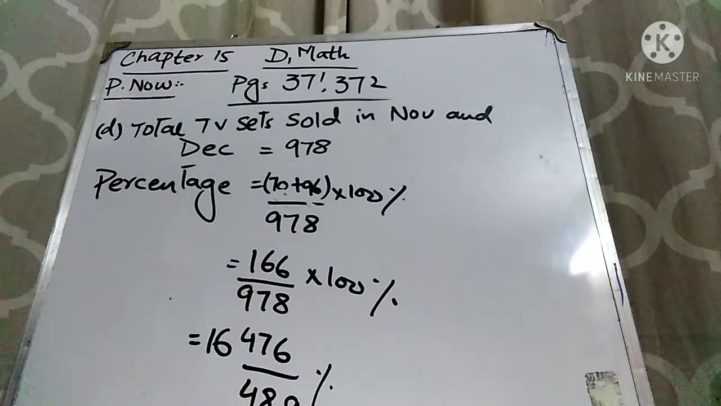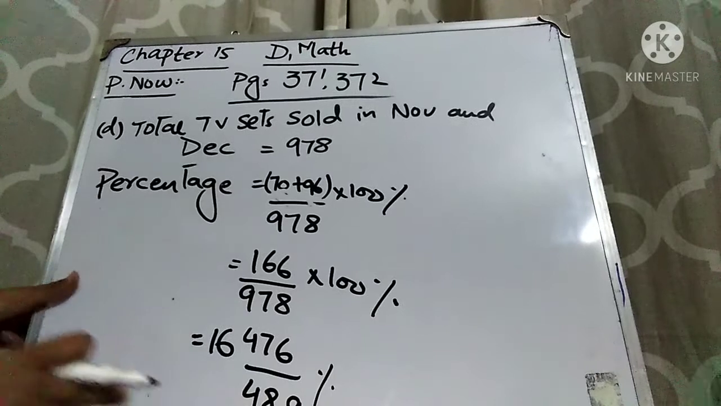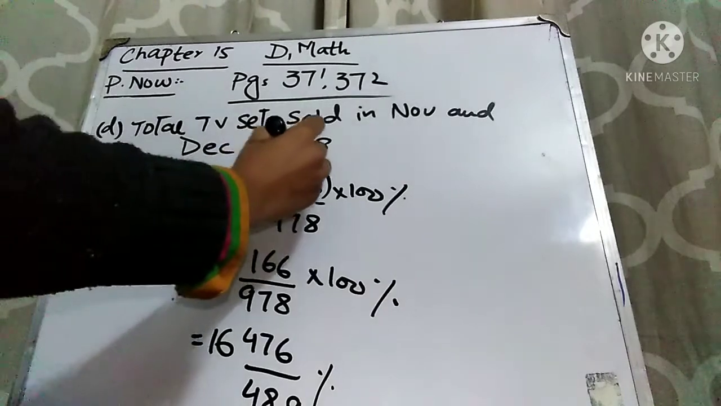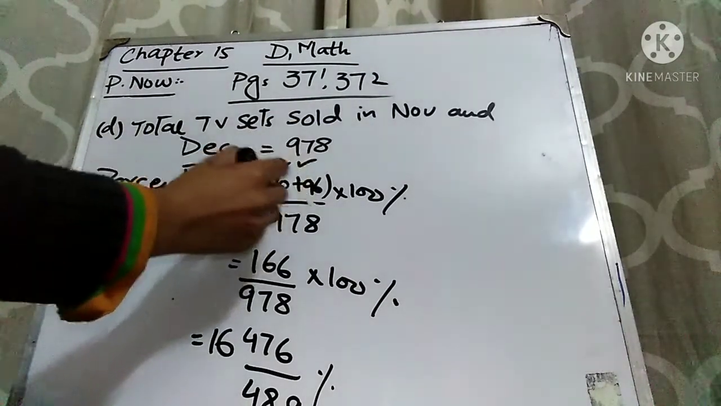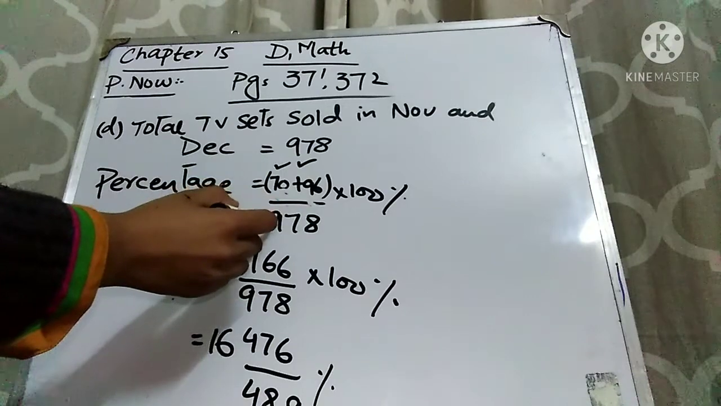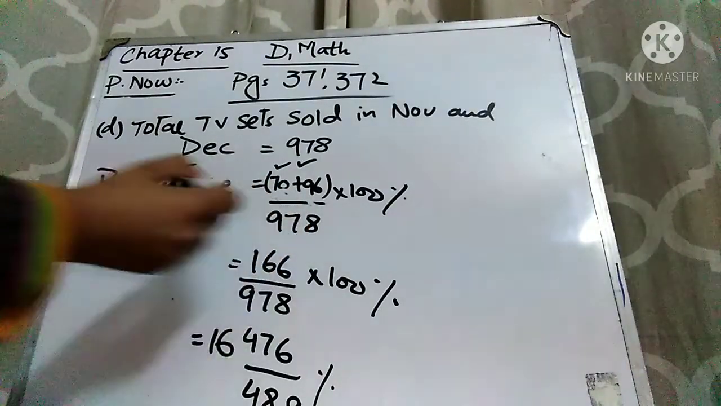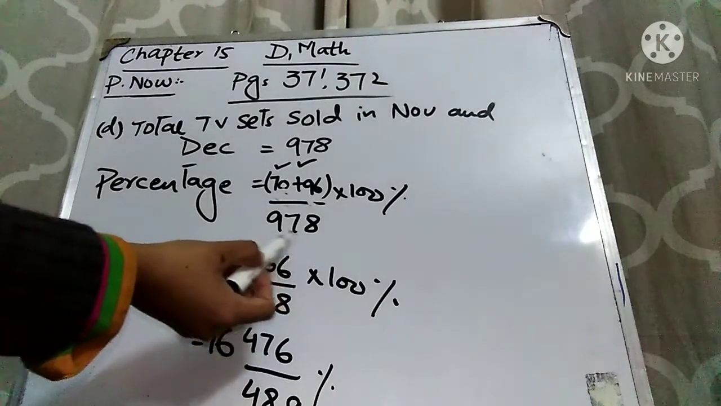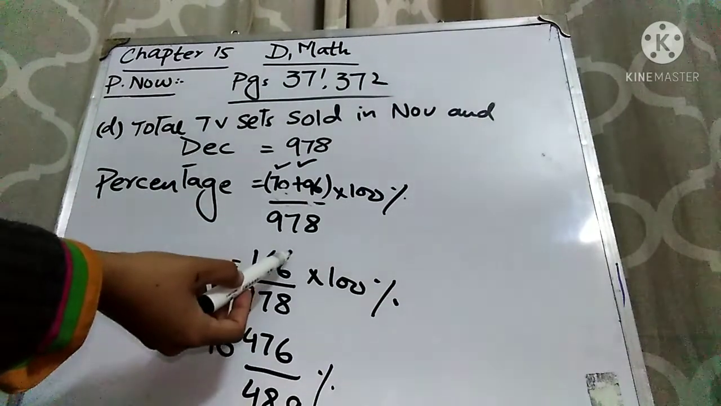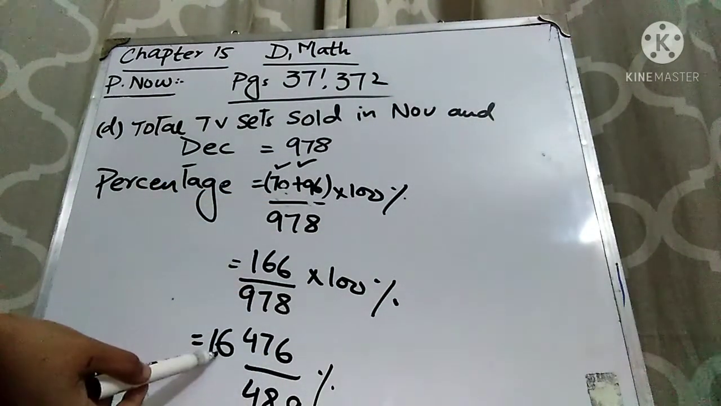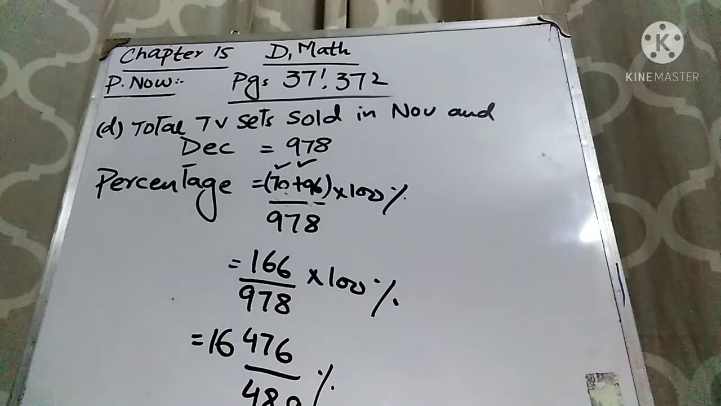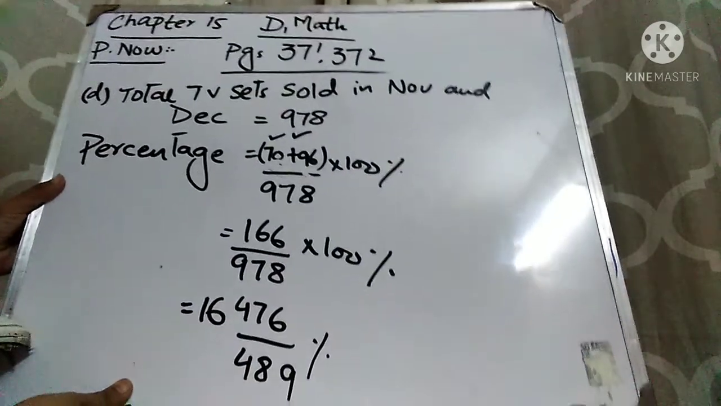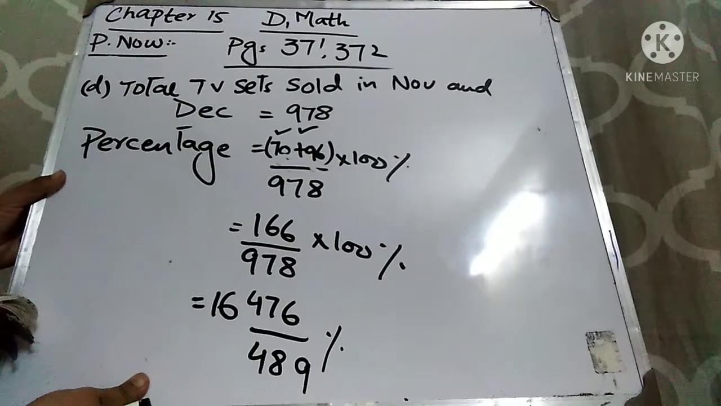I hope that this part is clear to you. Let me tell you again. The question was to express the total number of television sets sold in shop 7 in November and December. That is your given number, so you have added both numbers. Afterwards it's written as the percentage of the total number of television sets sold in 7 shops in November and December, and this is your total number which you found in part C. When you divide and multiply with 100%, you will get 16 whole 476 over 489%. Okay, students, I hope that this part is clear to you.